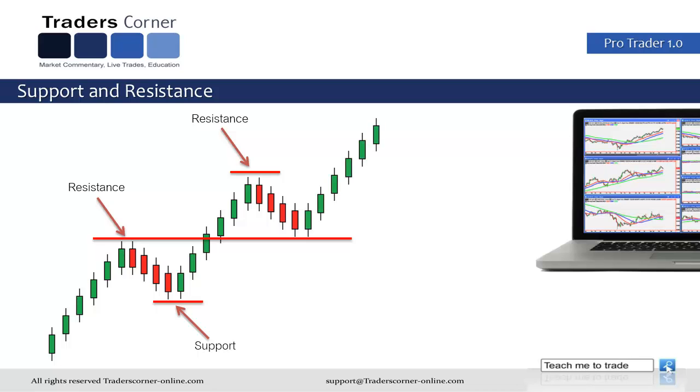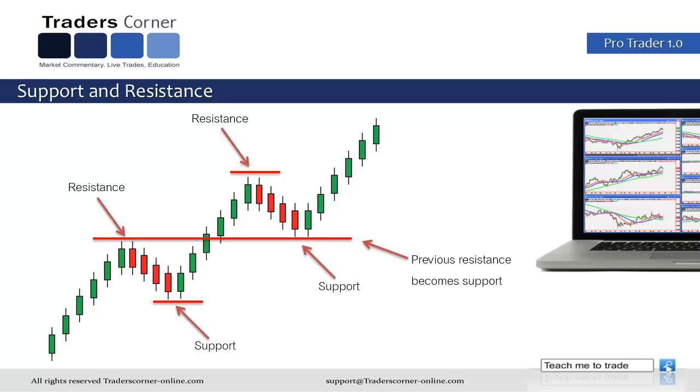And look at what happens. The market bounces off of that level and does what? It forms a support point at a previous level of resistance, because a previous level of resistance becomes support. Does that make sense to you guys?